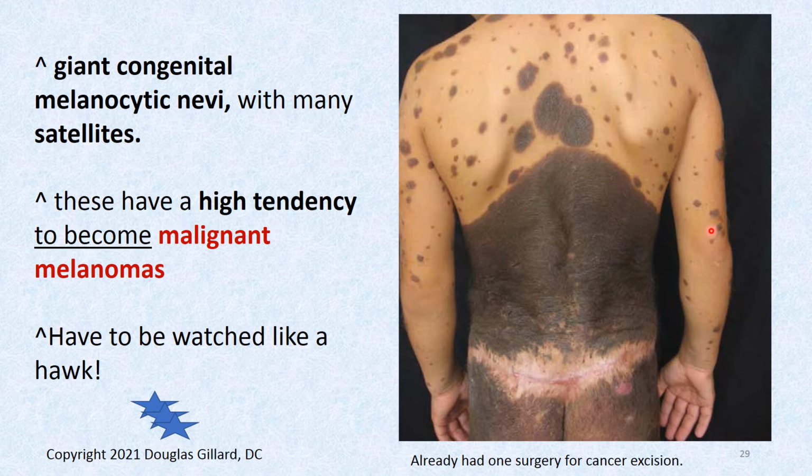Here is a giant congenital melanocytic nevi with many satellites, and you can see they had a huge piece of it taken out because it did become cancerous in this person. So it has to be watched like a hawk.